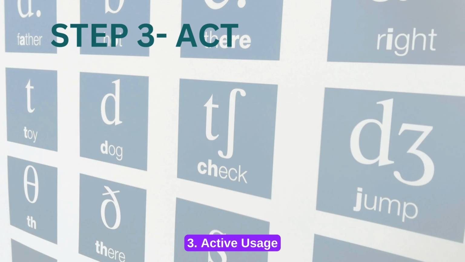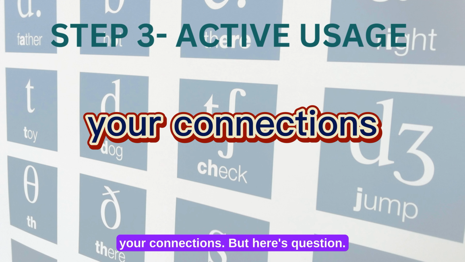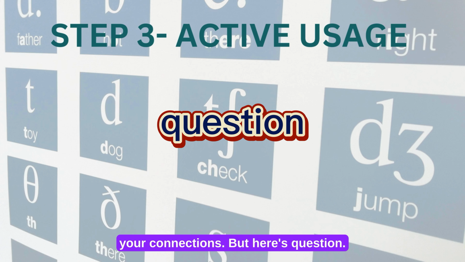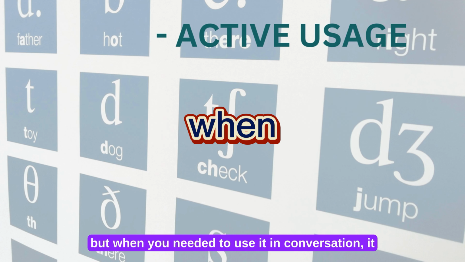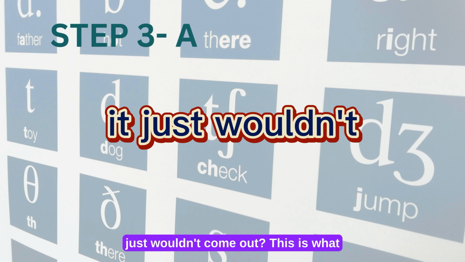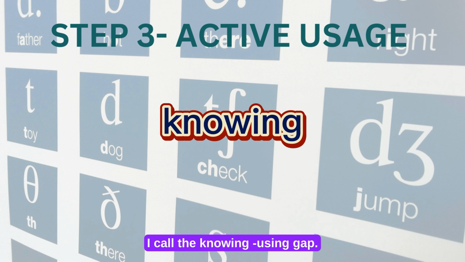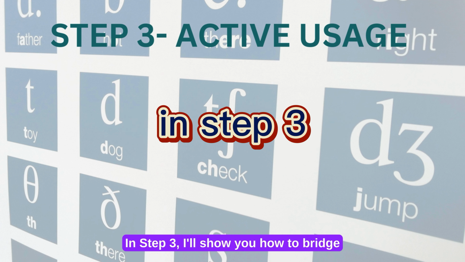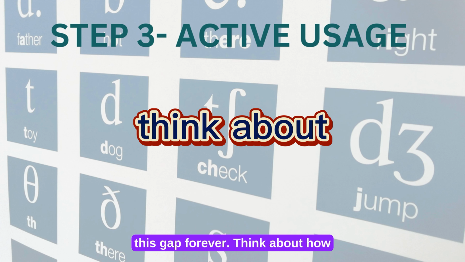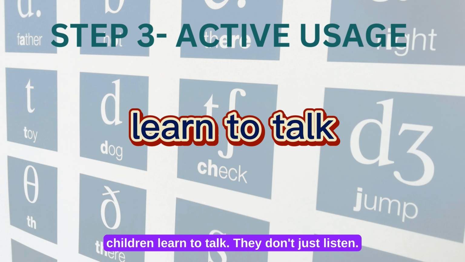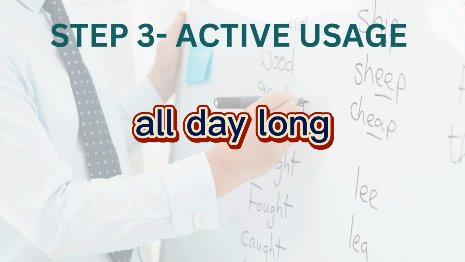Step 3, active usage. Now you have your scenes and your connections. But here's a question. Have you ever studied a word many times, but when you needed to use it in conversation, it just wouldn't come out? This is what I call the knowing using gap. In step 3, I'll show you how to bridge this gap forever. Think about how children learn to talk. They don't just listen. They experiment with words all day long.